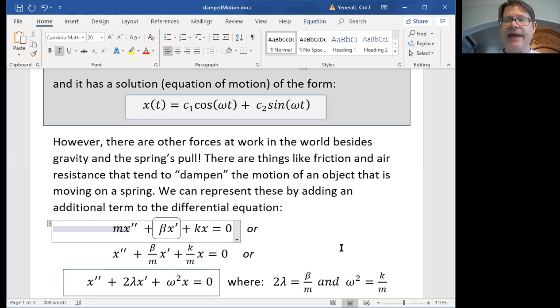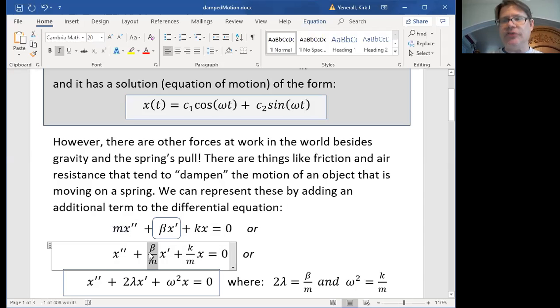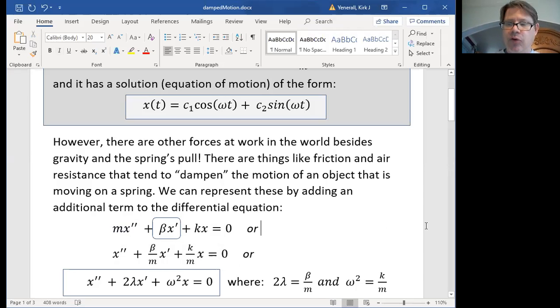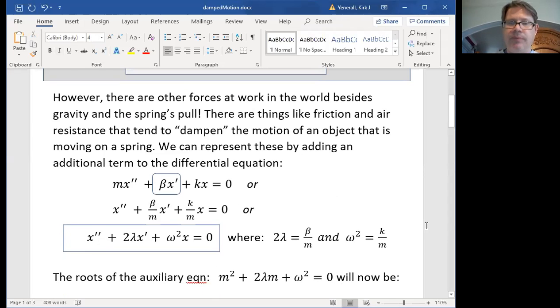We've already called k over m omega squared previously, but now we're going to introduce another constant, lambda. And we're going to say that this coefficient of our x prime term, the dampening constant beta divided by the mass m, we're going to call this twice lambda. 2 lambda equals beta over m, so that we rewrite our equation in this form: x double prime plus 2 lambda x prime plus omega squared x equals 0.